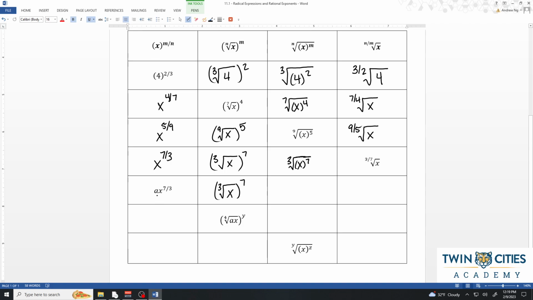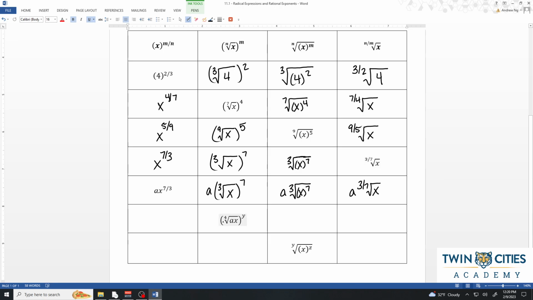Well, in this case, if I'm just multiplying by a at the front here, this is going to be the only difference. Same thing here. So this will be the cube root of x to the 7th with a in front. 3 over 7 root x with a in front.